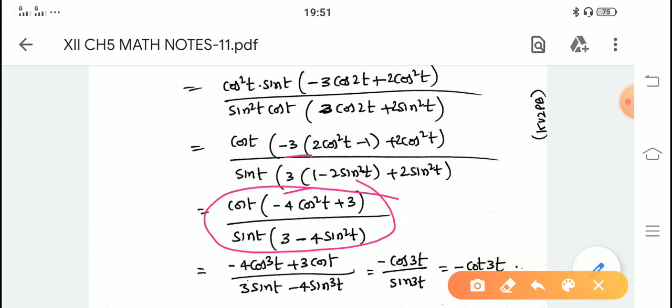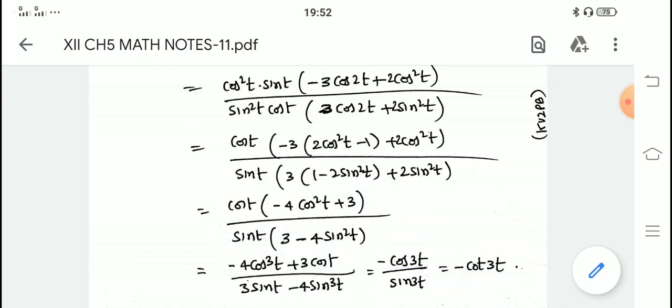Then the cos t must be inserted inside the numerator by multiplying, and sin t is also inserted inside by multiplying. Then we get minus 4 cos cube t plus 3 cos t in the numerator, and 3 sin t minus 4 sin cube t in the denominator. The formula for the numerator is minus cos 3t, the denominator is sin 3t. The answer is minus cot 3t.